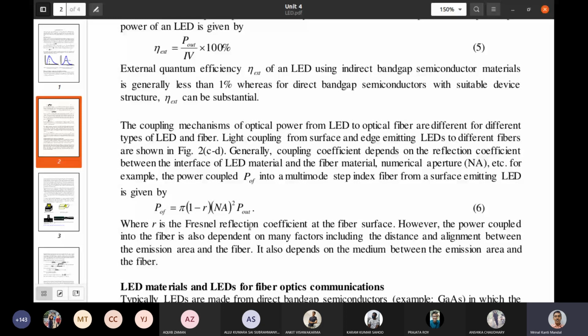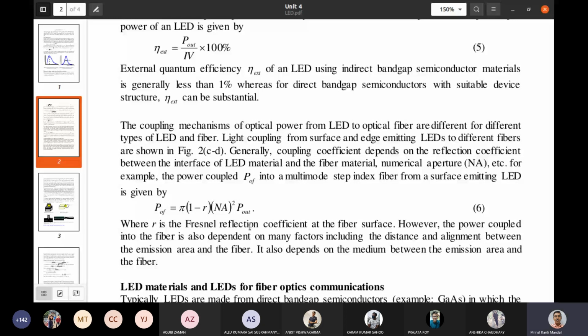That surface or that material has the reflection coefficient R, so the absorption coefficient will be 1 minus R. So the coupled power in the fiber will be pi into 1 minus R into numerical aperture square into P out. So this is the coupled power in the optical fiber.